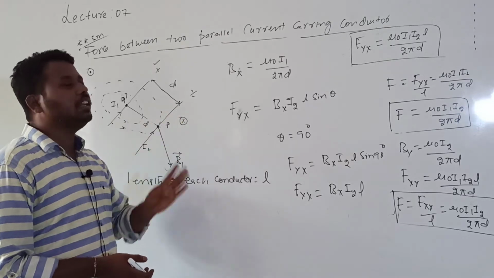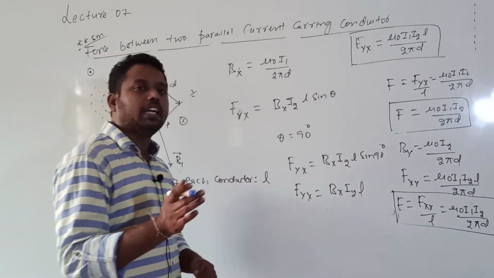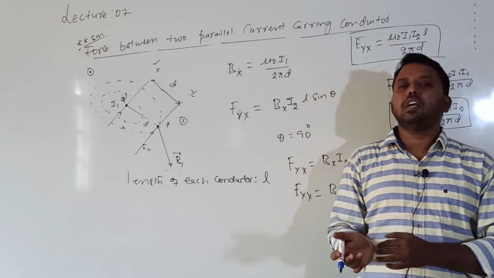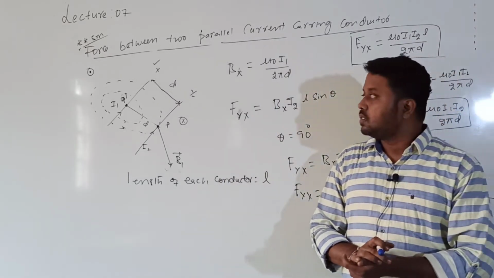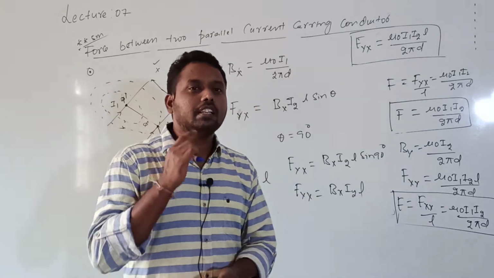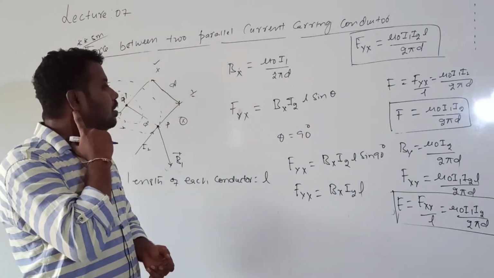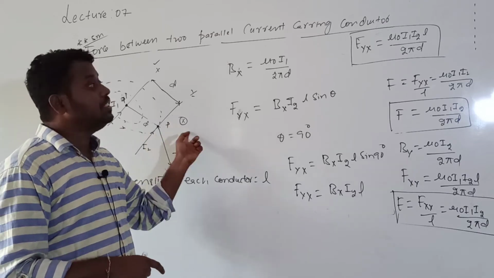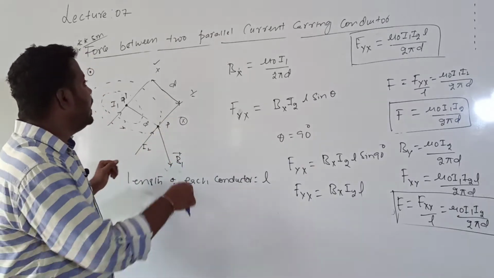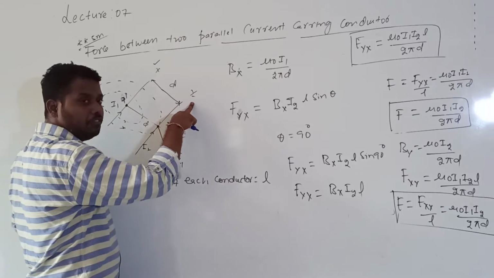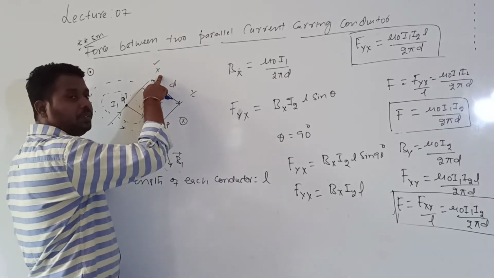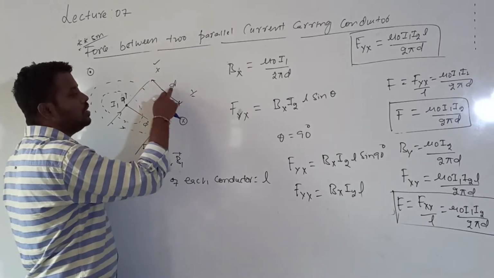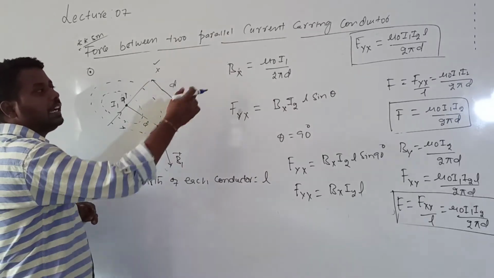So from this, what is clear is that the force acting on one conductor due to the other conductor is equal in magnitude but opposite in direction. So do the forces form an action reaction pair? Yes, they form an action reaction pair. When X attracts Y with some force, Y also attracts X with the same force but opposite in direction. So due to these forces, the two conductors will attract each other.